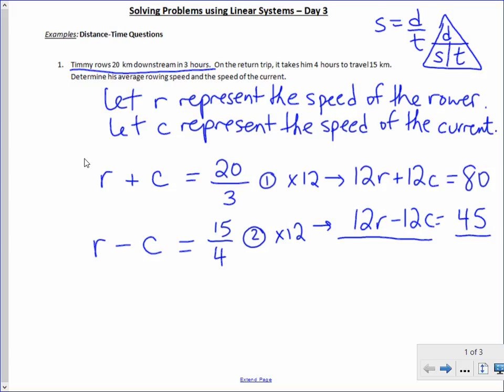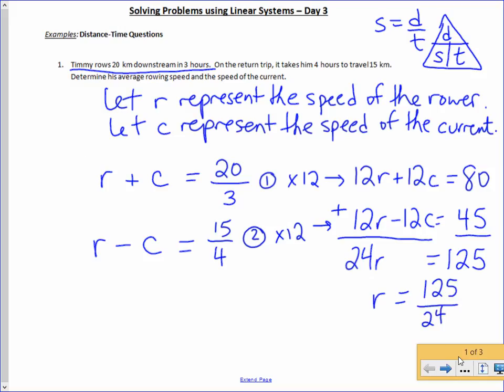Let's do this to be different. The c's. If I'm going to eliminate the c's, I have a plus and a minus, so what would be the operation? I need to add to eliminate the c's. 12r plus 12r, 24r equals 80 plus 45. So r equals 125 divided by 24. At this point, let's go into decimal mode. So 125 divided by 24 is approximately 5.21.